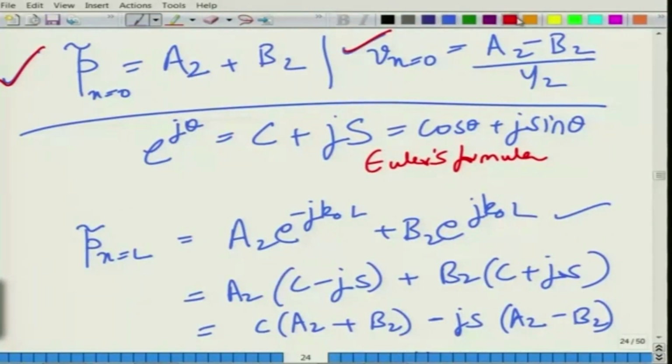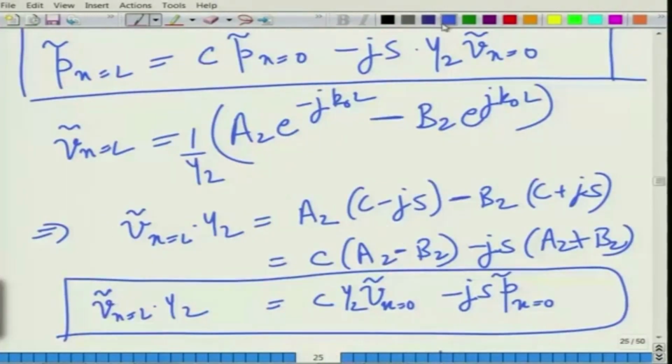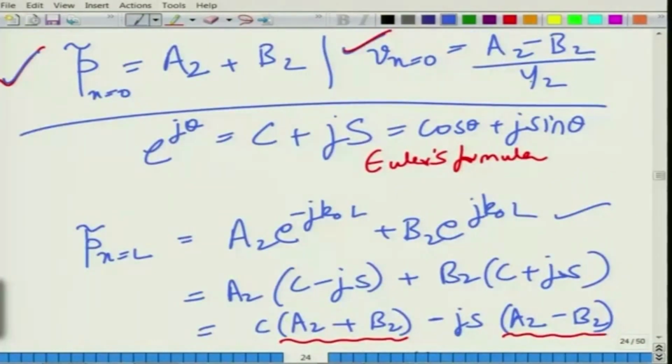So, basically this thing is the pressure, and we immediately recognize that this would be the velocity thing. So, the pressure at the section x equal to L is cosine times the pressure at x equal to 0, minus j sin times Y2 times the velocity at x equal to 0. Y2, because let us recall our last relationship: from this we get Y2 into V of x naught, the volume velocity within the chamber at x equal to 0. So, in place of that we are using this thing here.